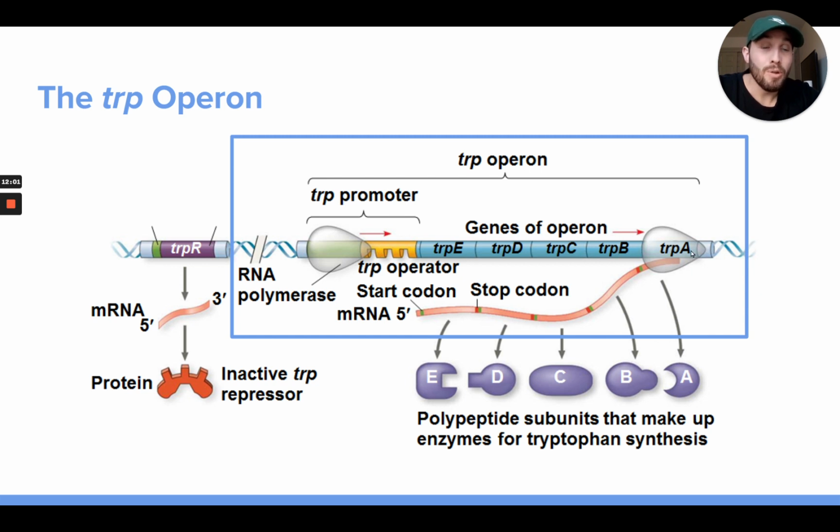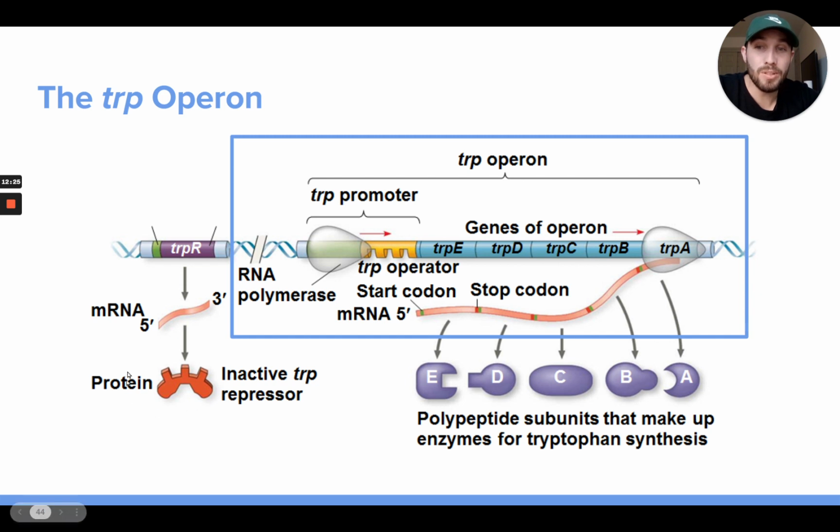So there's a protein being made in bacterial cells that can bind to this specific operator, this sequence of DNA. This is a sequence of DNA that a certain repressor protein can bind to. And when it binds to this operator, these genes will not be transcribed. RNA polymerase will not be able to transcribe these genes. It's going to block RNA polymerase from transcribing those genes.